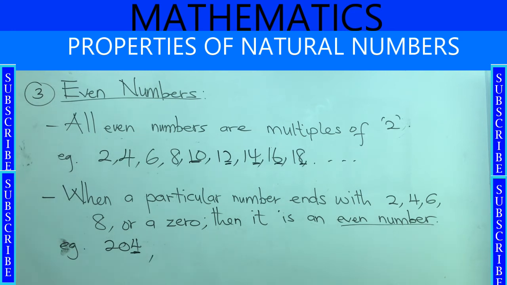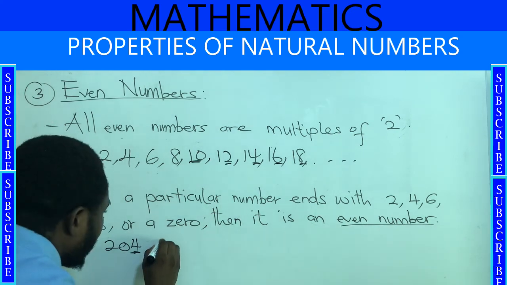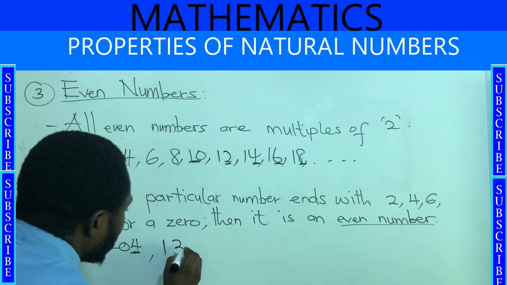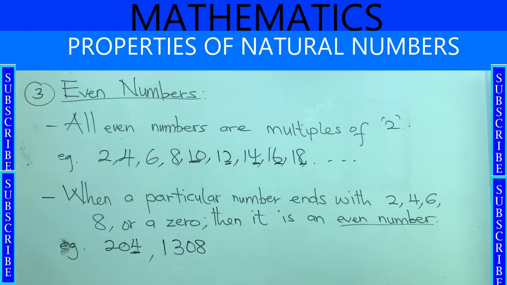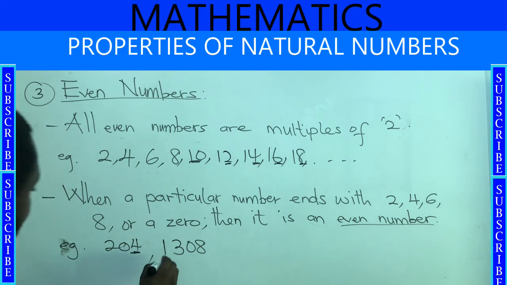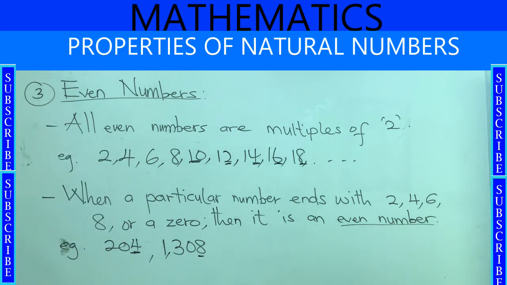And then you can give another example such as 1308. This is also an even number. 1308 is an even number. Why? The last digit is 8, and 8 is an even number. So automatically 1308 becomes an even number, because the last digit 8 is an even number.